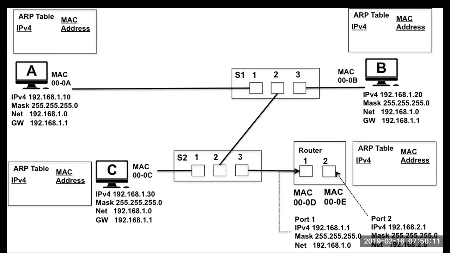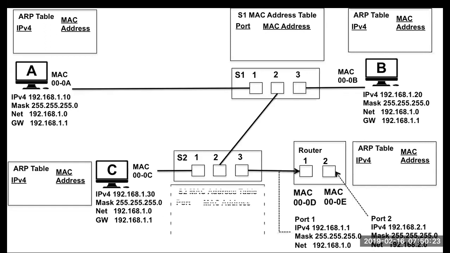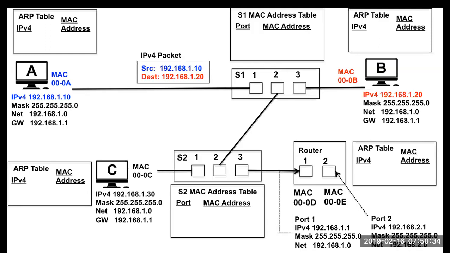All right, let's bring all of this together. Okay, if you're still unclear about everything, this should bring it together for you. So the switches here, switch 1 and switch 2, have the MAC address tables. PCA is going to send a packet to PCB. So there's the source IPv4 address and destination IPv4 address in the packet. It's going to encapsulate this in an Ethernet header. It knows its own source MAC address, 0A. But what it needs to know is the destination MAC address.